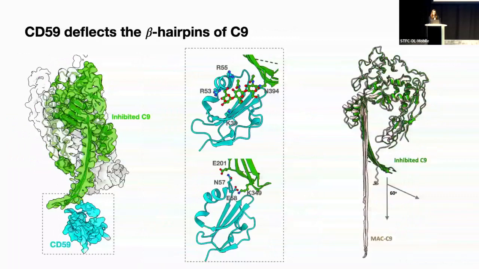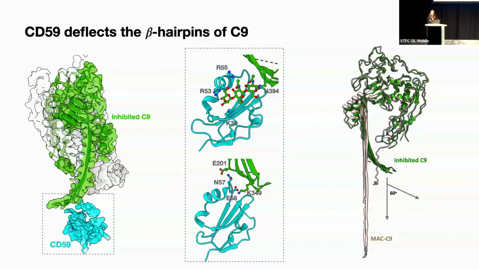CD59 also prevents membrane rupture by the next protein. What it does is it induces a really drastic bending of the beta hairpin by an angle of about 60 degrees. So in this conformation, these beta hairpins are going nowhere close to the membrane, and again, it's preventing rupture of the membrane by this particular protein.